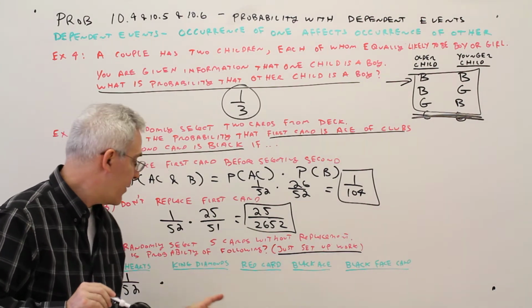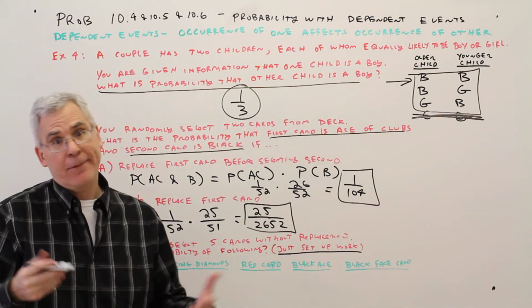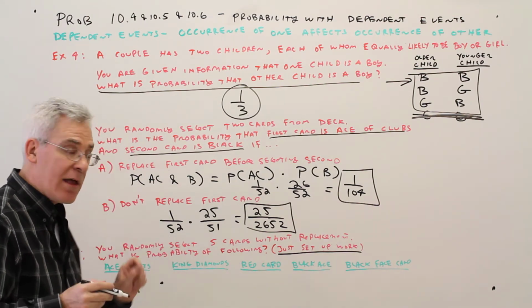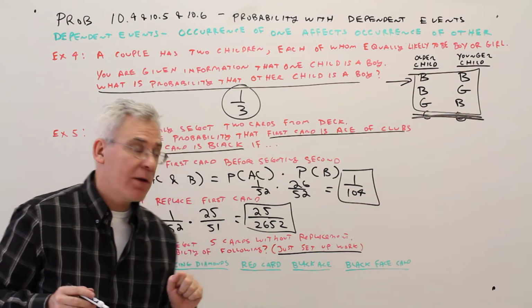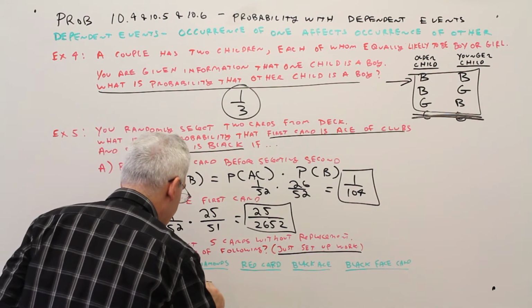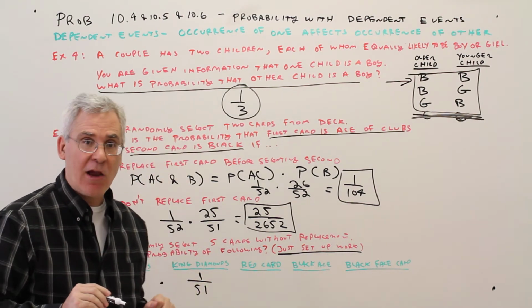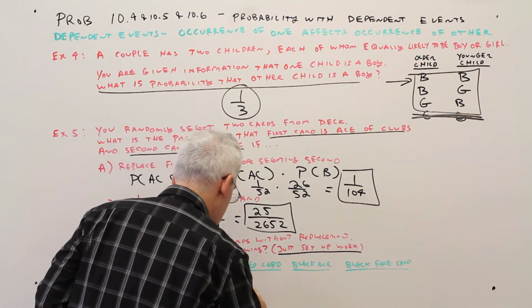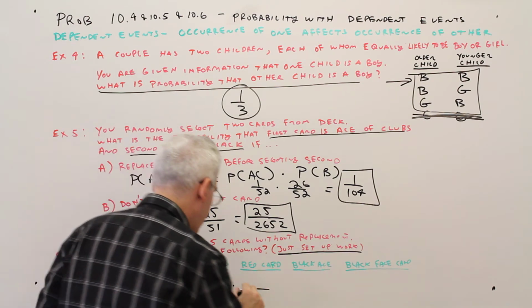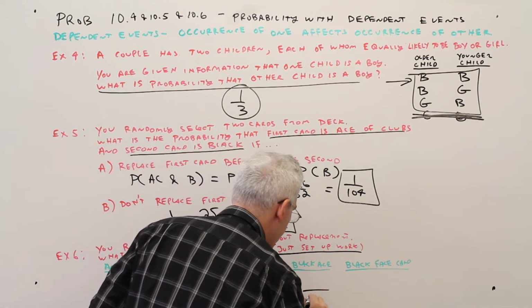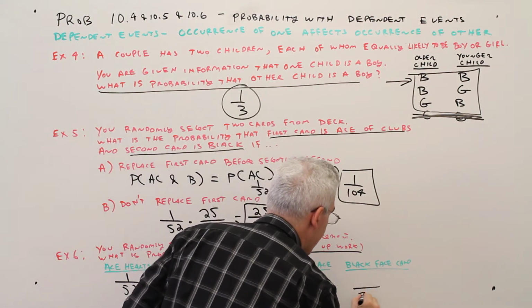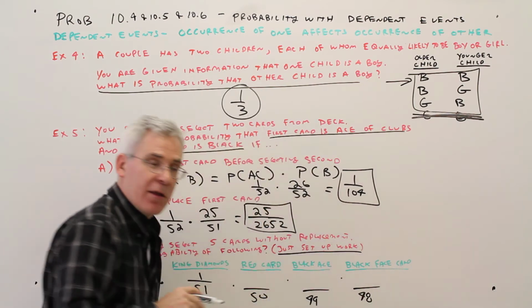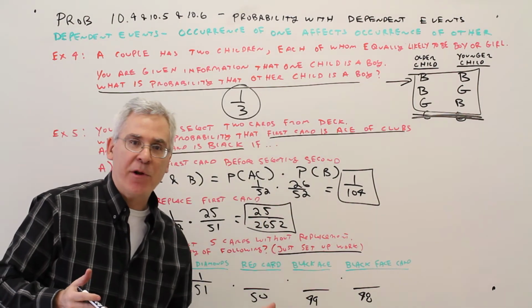Gonna multiply. King of diamonds. There's only 1 of those. However, I threw the ace of hearts in the garbage. So there's 1 king of diamonds out of 51 remaining cards. Red card. Okay. I can just do all the denominators. This would be out of 50. This would be out of 49. This would be out of 48. So to get partial credit, at least get the denominators correct.